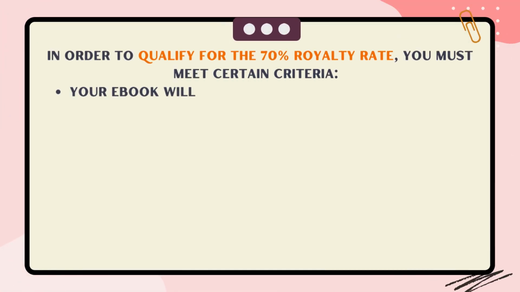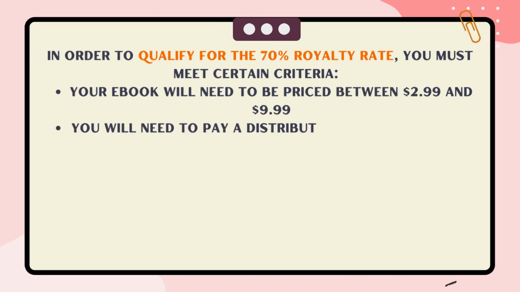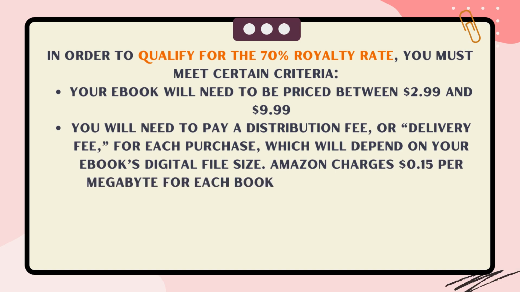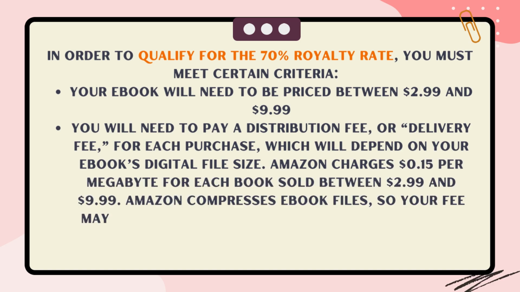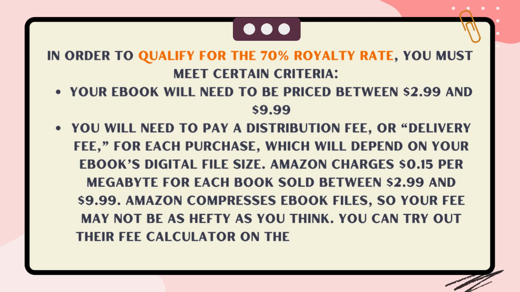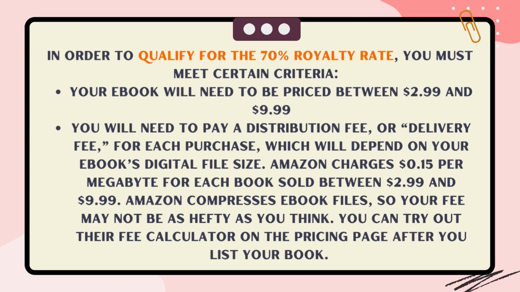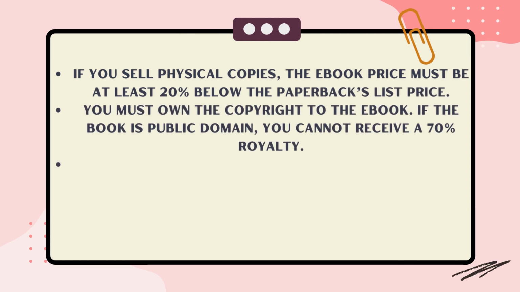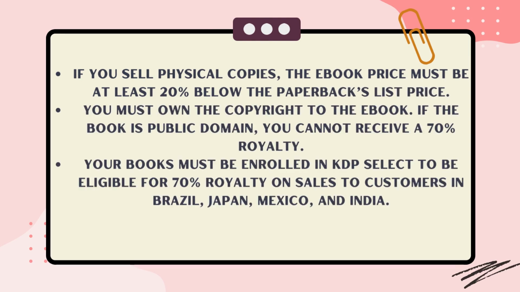When you publish an ebook through KDP, you will get paid in royalties. Both you and Amazon will receive a certain percentage of the revenue. There are 2 royalty rates to choose from, 35% and 70%. Obviously, you would want to go with 70% royalty, right? In order to qualify for the 70% royalty rate, you must meet certain criteria.